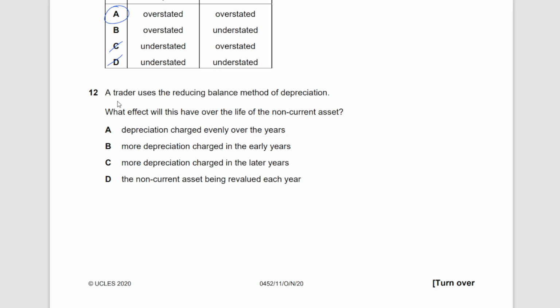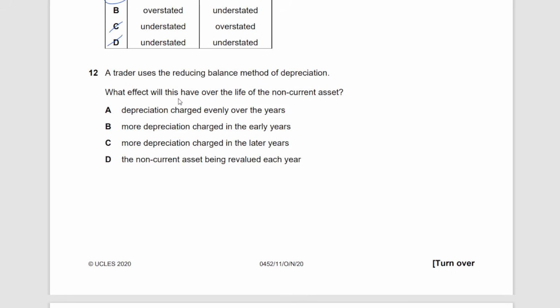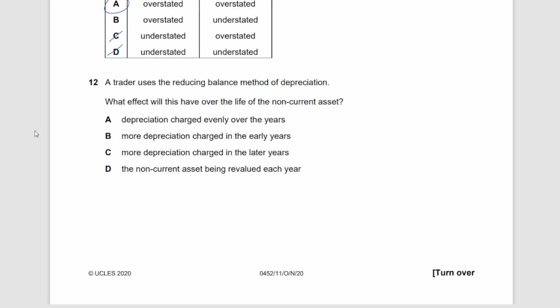Trader uses the reducing balance method of depreciation. What effect will this have over the life of the non-current asset? Depreciation charged evenly over the years, that's straight line. More depreciation charged in the earlier years, that is correct, because in the earliest years it's worth the most. The net book value is the highest, and so the percentage doesn't change. However, the net book value falls every year. So in the starting years, there is actually more depreciation.